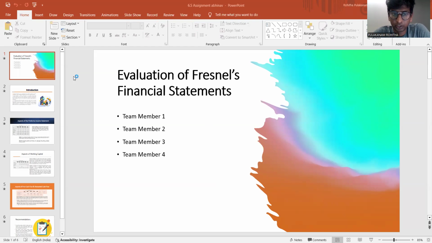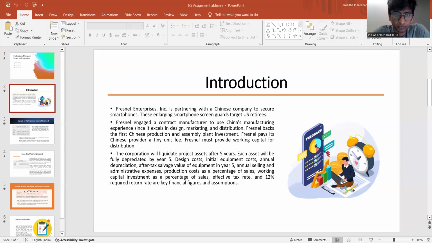I'm going to explain the evaluation of Fresnel's financial statements. My first slide is about the introduction. Fresnel Enterprise Inc. just partnered with a Chinese company to secure smartphones. These enlarging smartphone screen guards target US retirees.